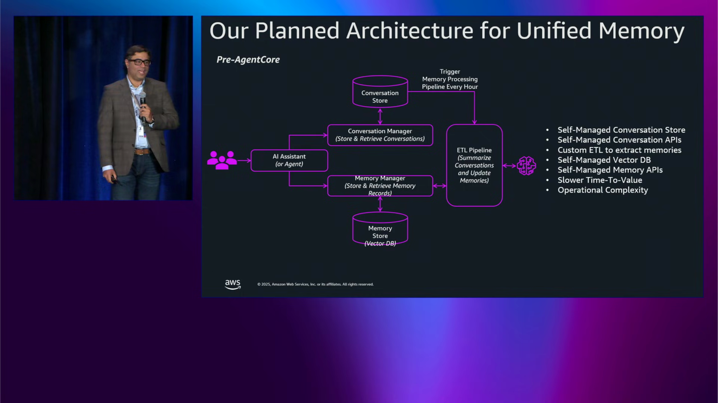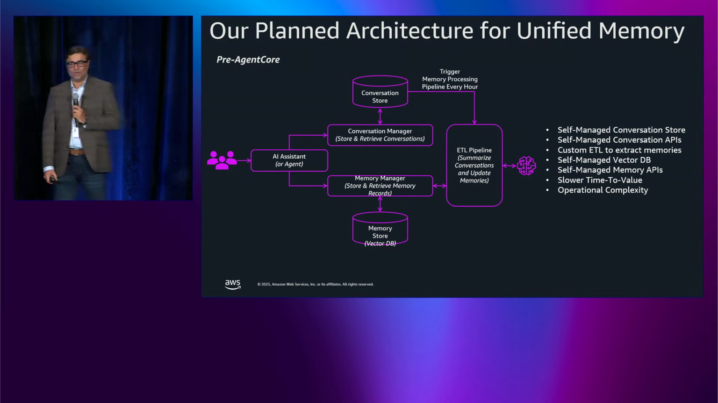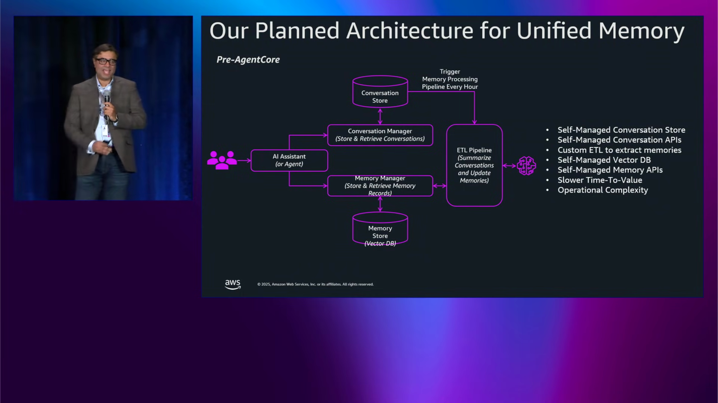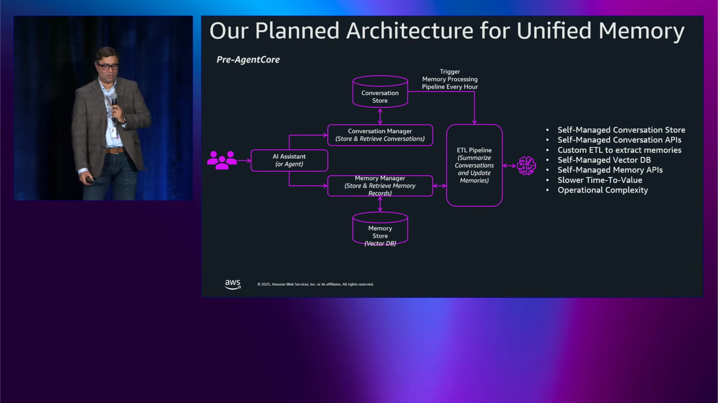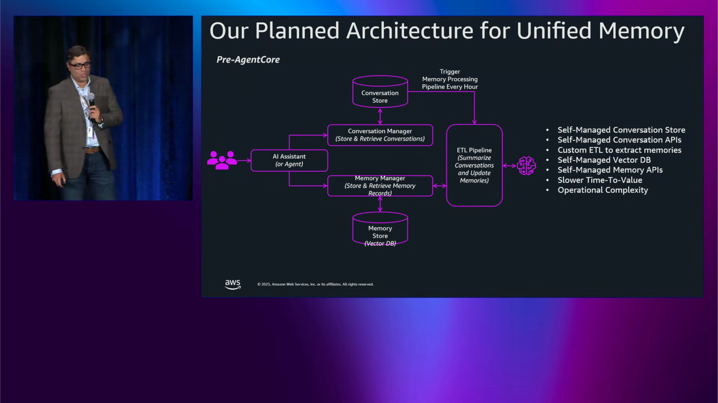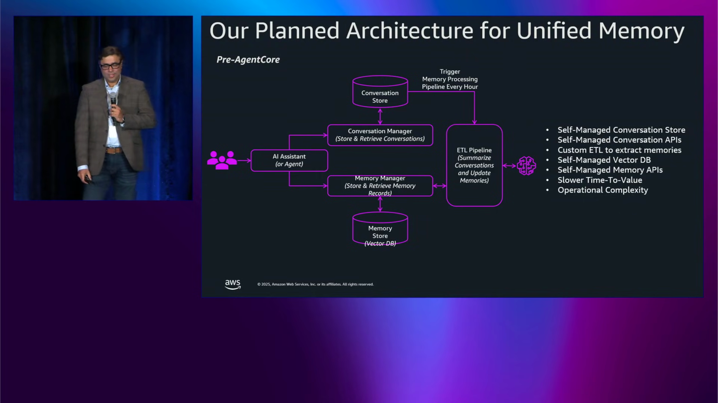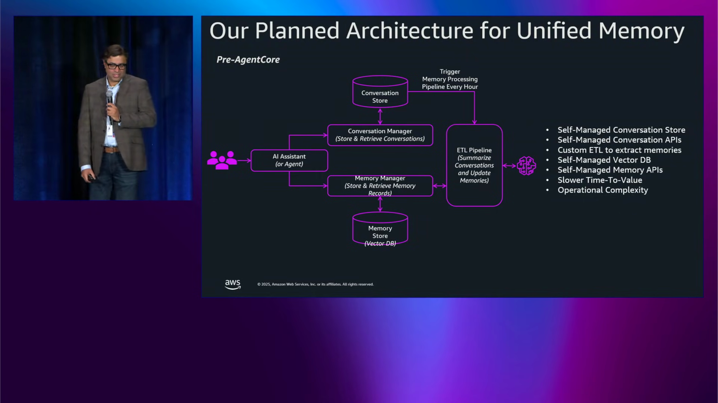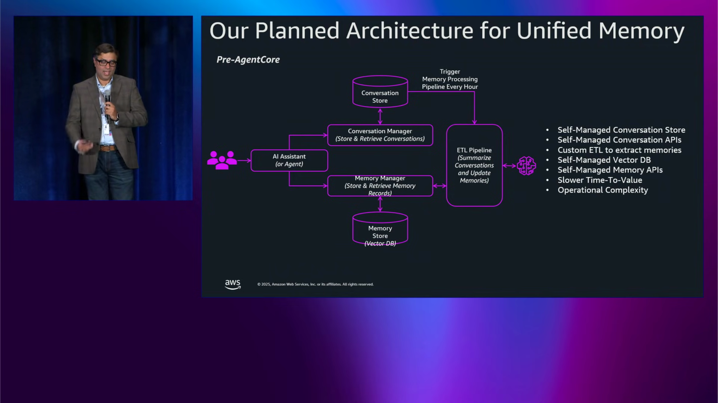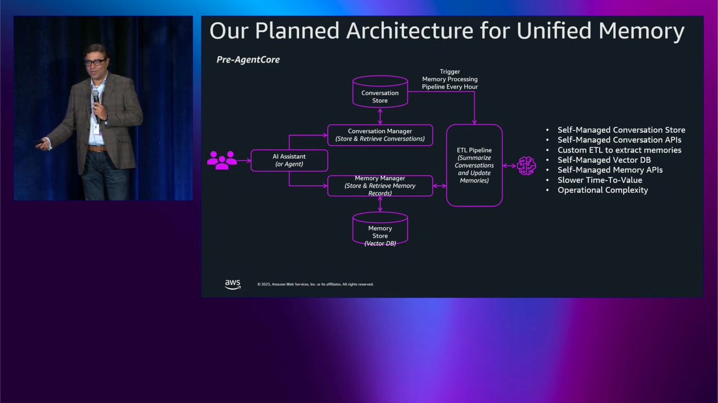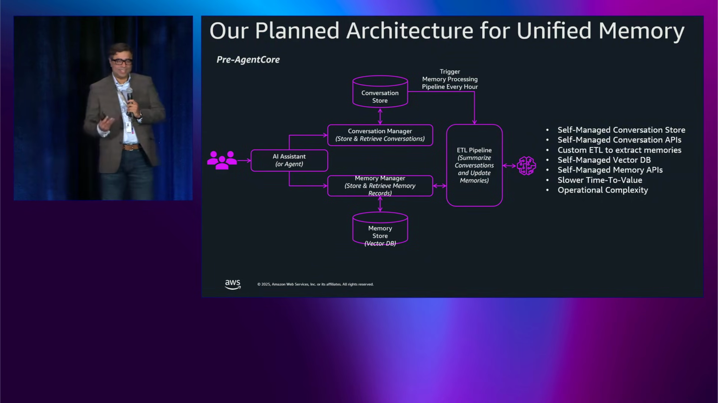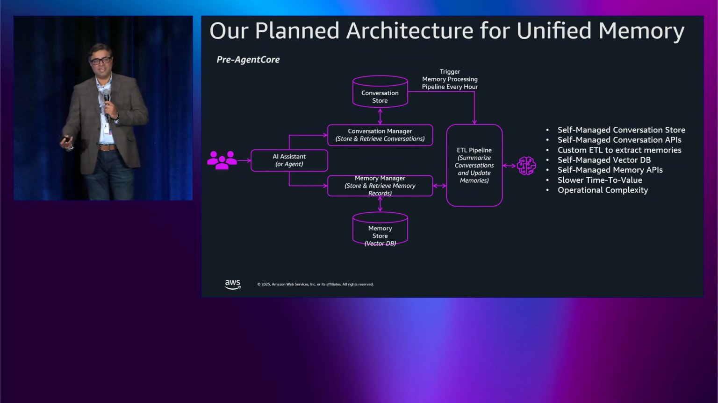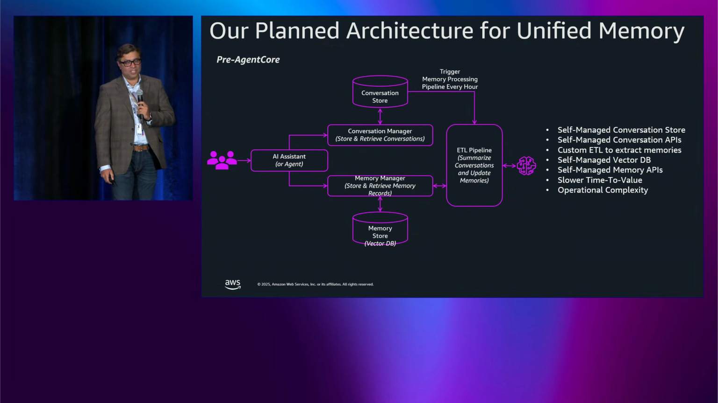Before AgentCore, our planned architecture for unified memory looked like this. It is a classic build scenario where you have a conversational manager which stores and retrieves all your conversations. You also have a memory manager which stores and retrieves memory records, powered by a typical memory store or a vector DB store. And your ETL pipeline kicks off periodically in order to feed this. This model had significant operational complexity due to managing multiple custom components.